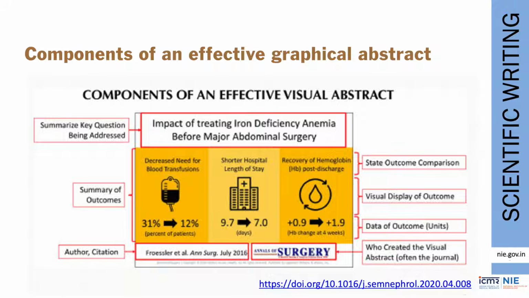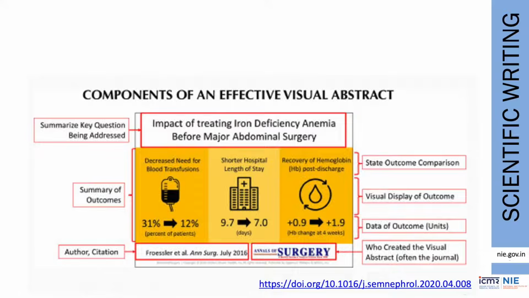So whenever the journal or the conference where you're presenting demands a graphical abstract, take out time to go through the rules prescribed by the journal or the conference, and usually the journals and conferences also give you a template of how the visual abstract should look like. So go through that template, look at the rules, extract your data, conform to that template, conform to those rules, and create a graphical abstract.